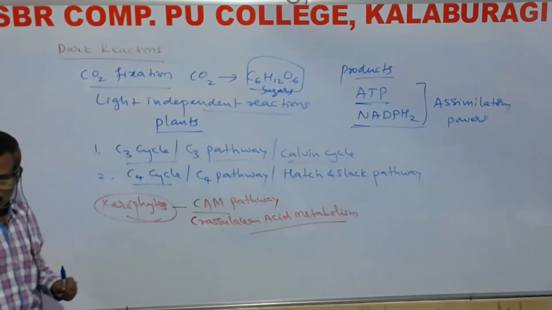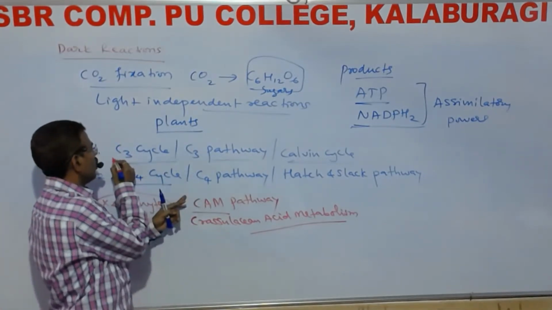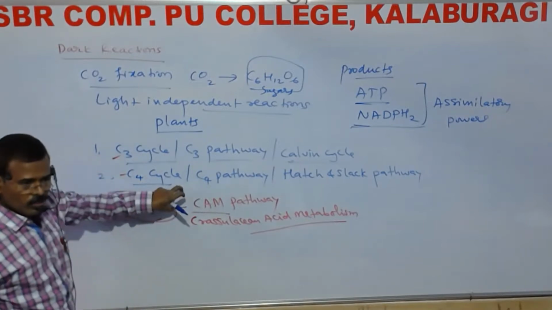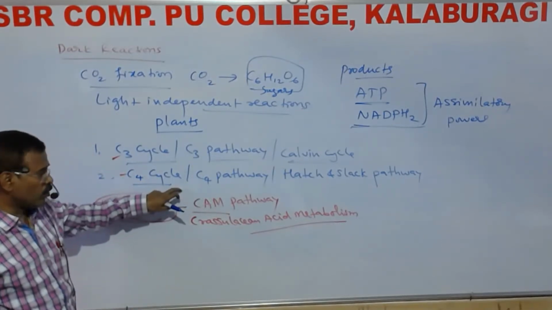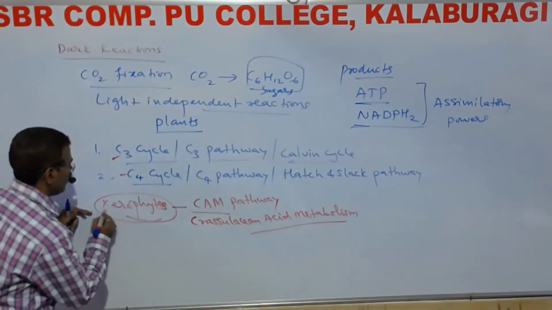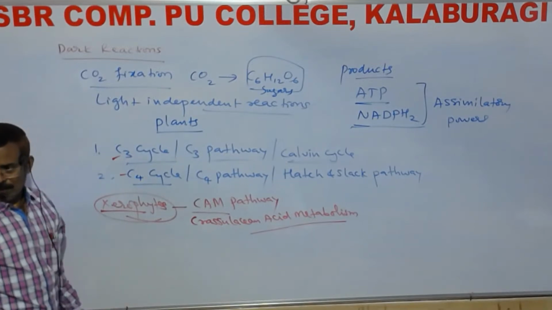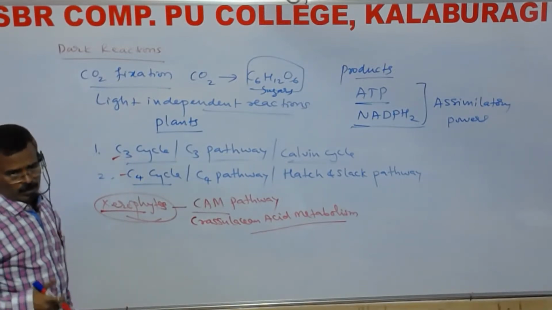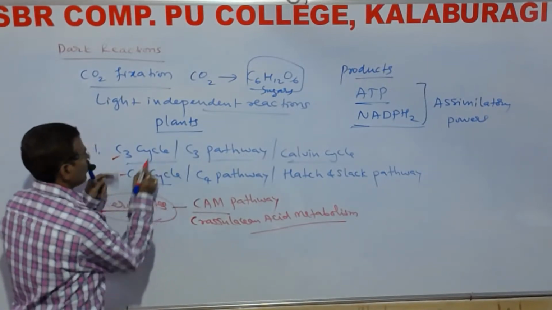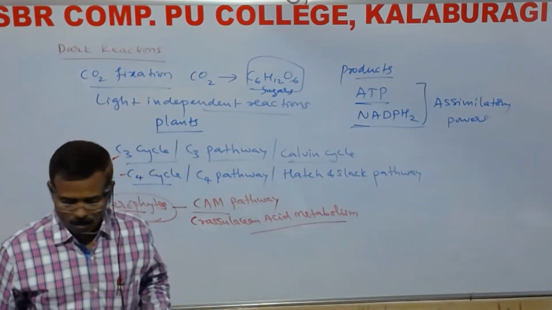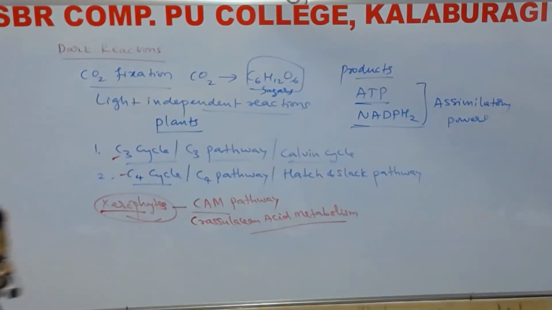This pathway is not in our syllabus, so we have to learn mainly the C3 and C4 cycles. That we have to keep in mind. The crassulacean acid metabolism pathway is seen mainly in xerophytes like Opuntia, cactus, pineapple, Bryophyllum, Kalanchoe, etc. So we will begin with the first one, that is the C3 cycle, or the Calvin cycle.